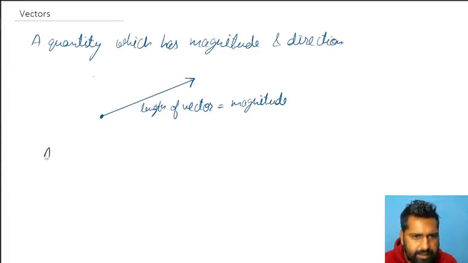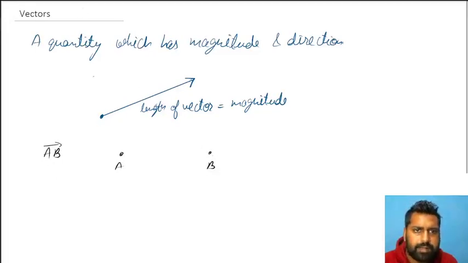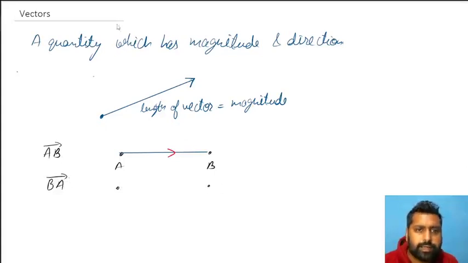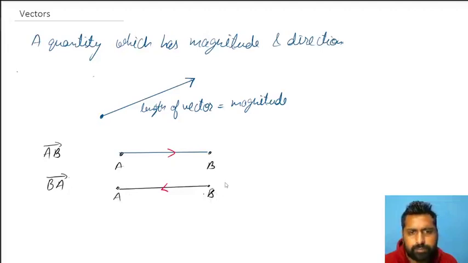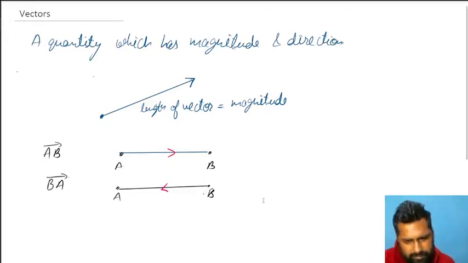Now, suppose we say AB vector. You have 2 points, A and B. If we talk about the AB vector, we join them, and it represents the direction from A to B. Similarly, the BA vector is regarding the same 2 points A and B, but the direction sense will be opposite, from B to A. So the AB vector is from point A to point B, and the BA vector is from B to A.